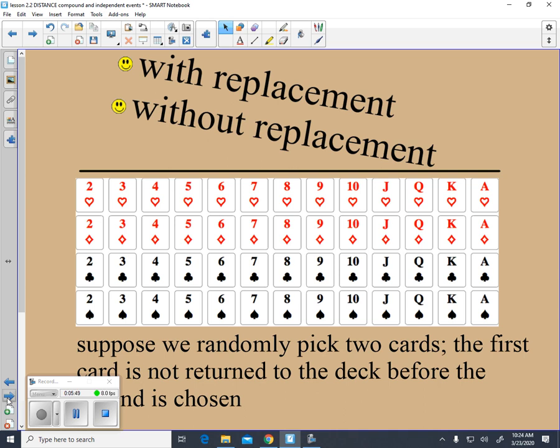One thing that I don't like about the online text is they assume that we're all familiar with a deck of cards, and I know not everybody is. So maybe if you're not familiar with a deck of cards, you might want to download or even print off an image of a deck of cards.